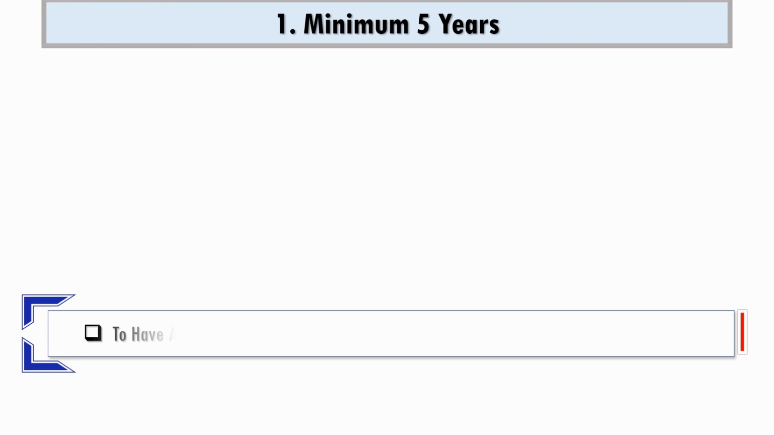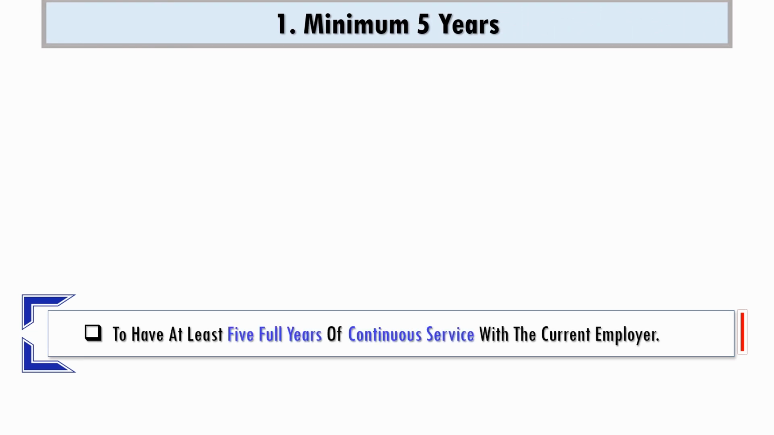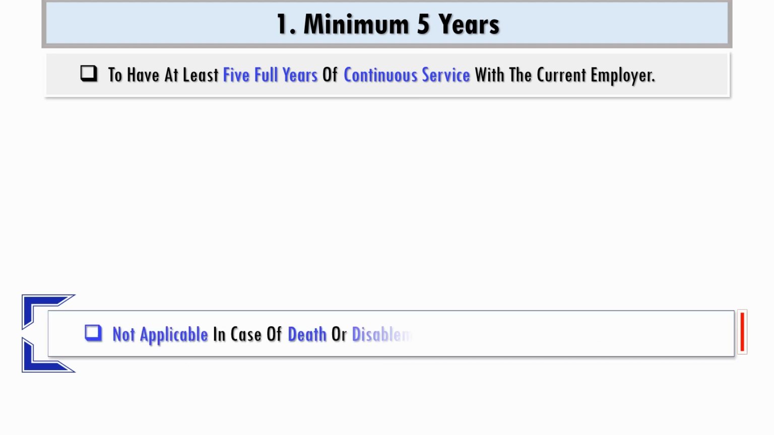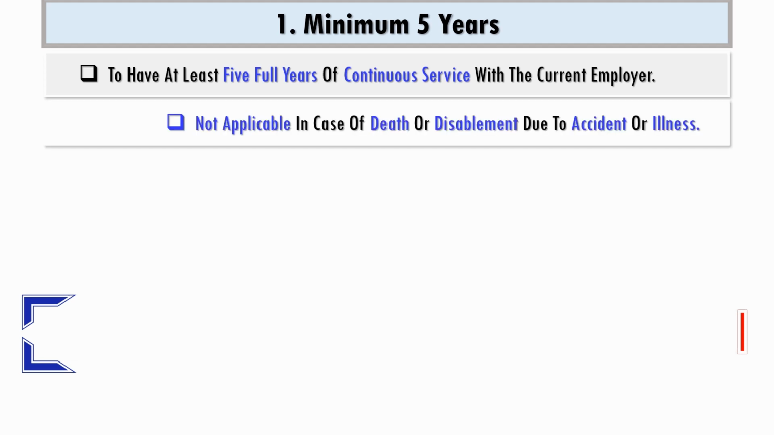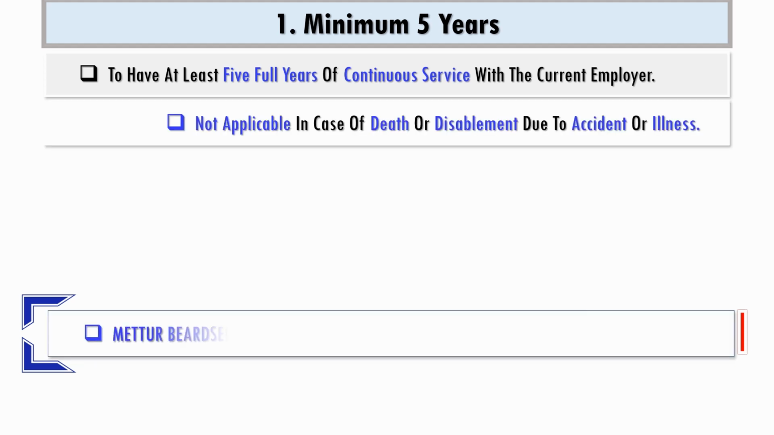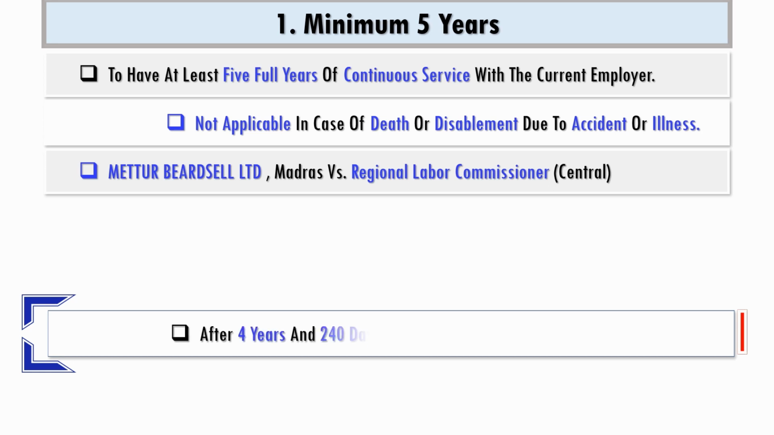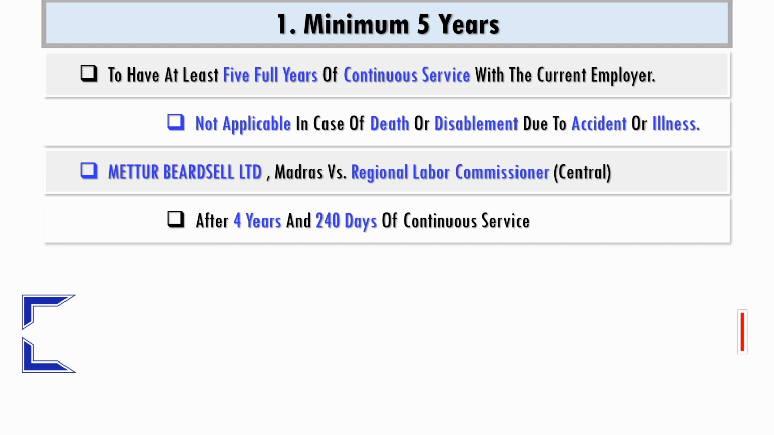The Act stipulates 5 full years of continuous service with the current employer for payment of gratuity. The requirement is not applicable in case of death or disablement due to accident or illness. As held in Mettur Birdsell Limited, Madras versus Regional Labour Commissioner, 5 full years is also equivalent to 4 years and 240 days of continuous service.